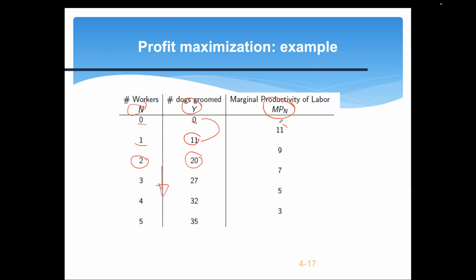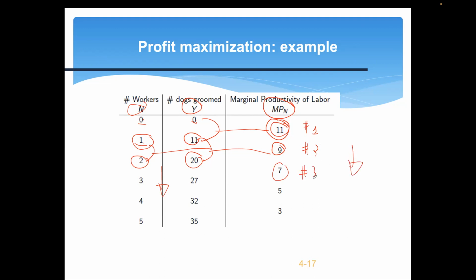Now, this 11 comes from the difference between 0 and 11, or between 0 workers and 1 worker. In other words, this 11 is what the first worker can bring. Now the 9 is the difference between these two. Right? 20 minus 11 gives you 9. This 9 is what the second worker can bring. This is the number 1 worker, this is the number 2 worker, this is the number 3 worker. And clearly this is declining.